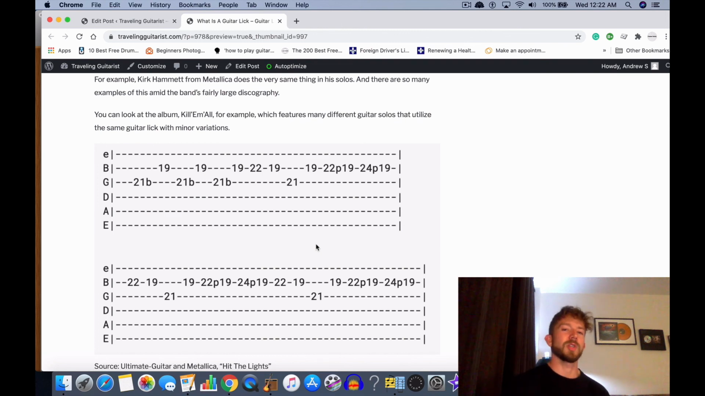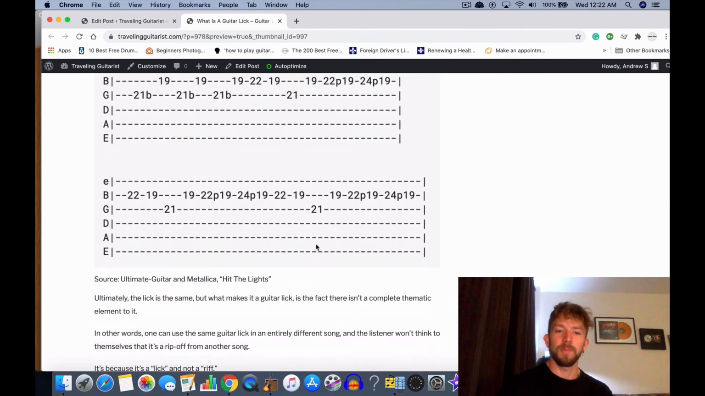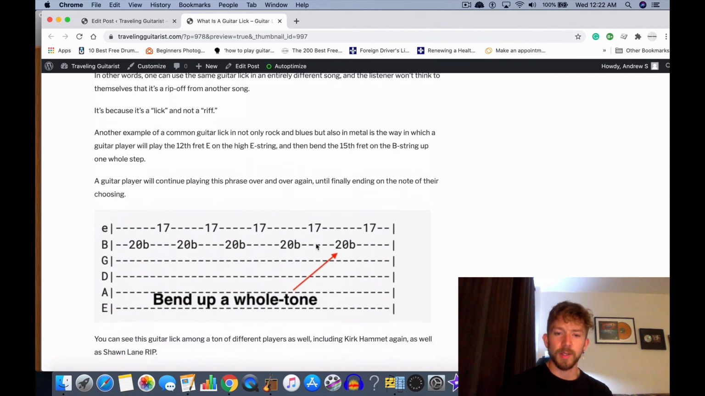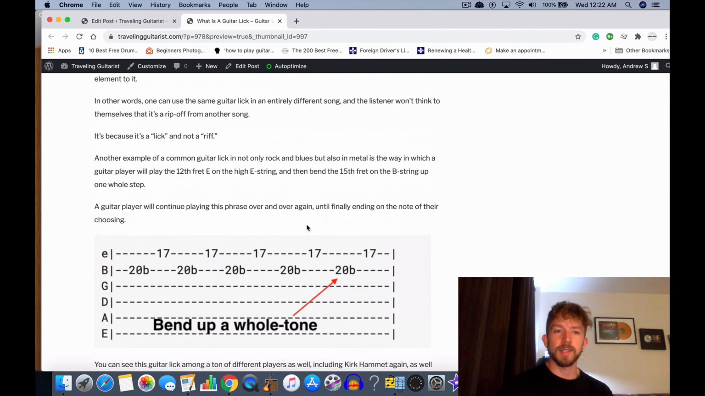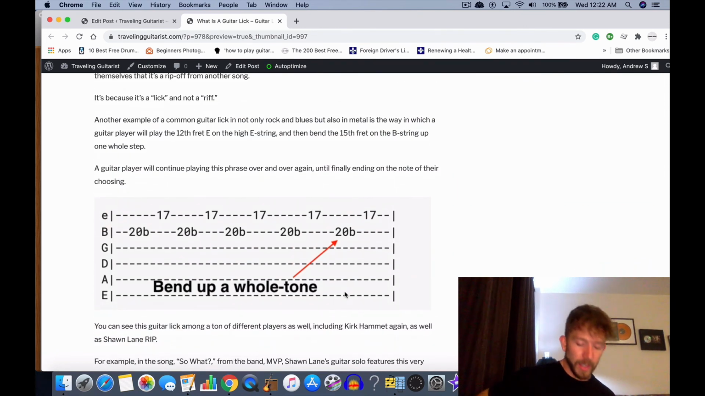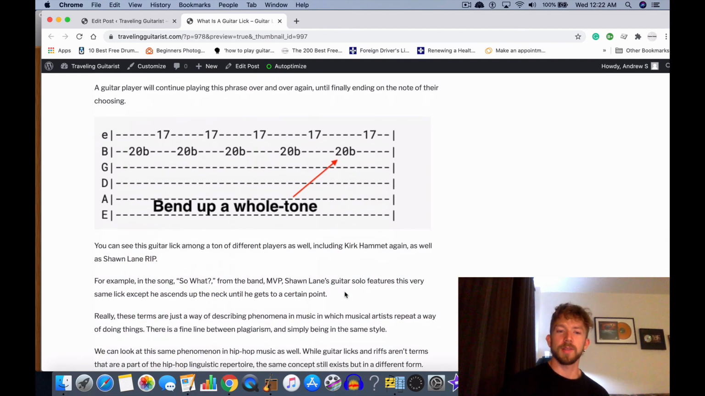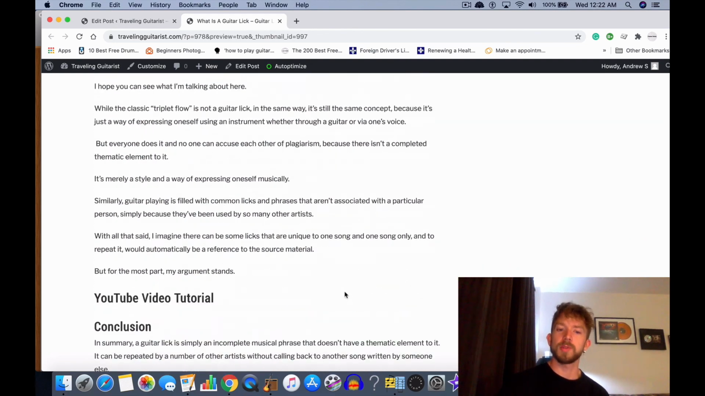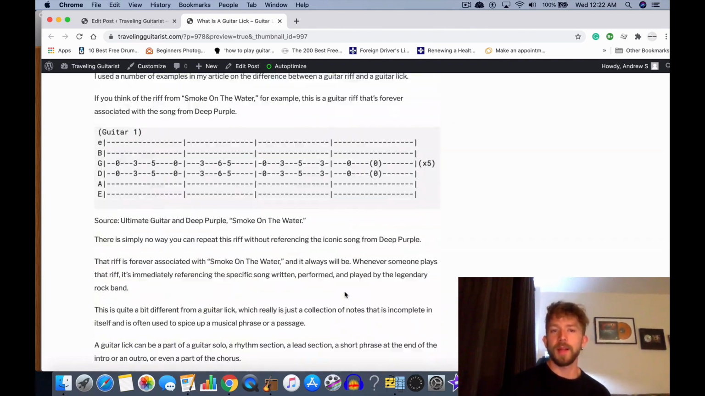Everything I just played there is just a series of licks that are associated with blues and rock, and everything I did there has been done so many times. He does the same thing. He does that all over the album Kill 'Em All. He does it so much. Just a really common blues tactic, you know. But anyway, that's kind of what a lick is.